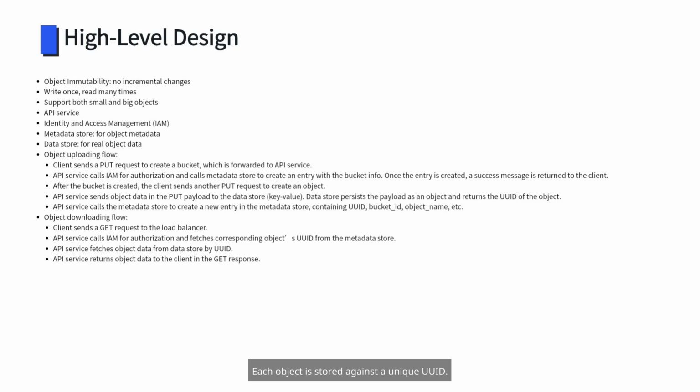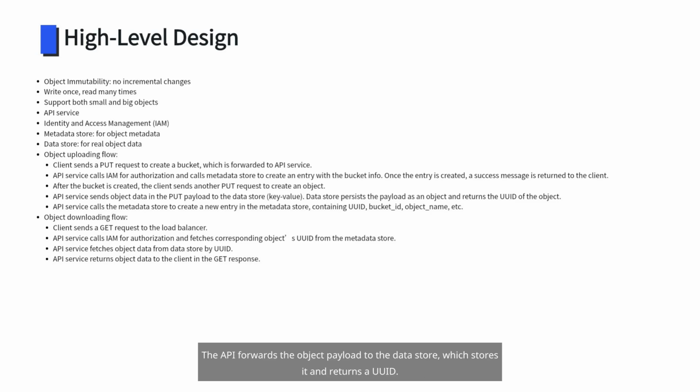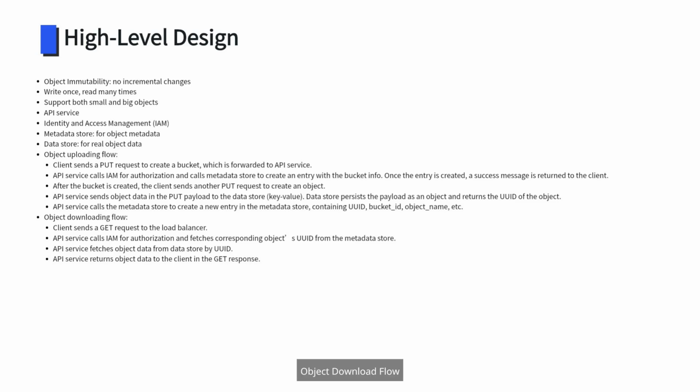Each object is stored against a unique UUID. Object upload flow: the client sends a PUT request to create a bucket. The API layer authenticates via IAM and stores the bucket metadata. Once the bucket exists, the client can put an object. The API forwards the object payload to the data store, which stores it and returns a UUID. The API then writes an entry into the metadata store, linking the UUID to the bucket name and object key.